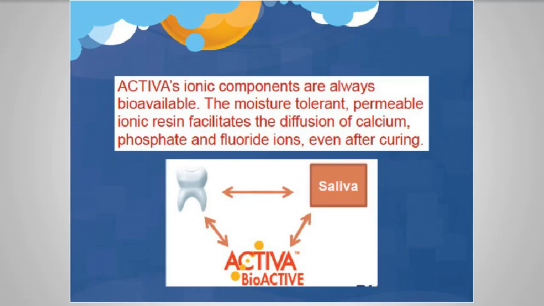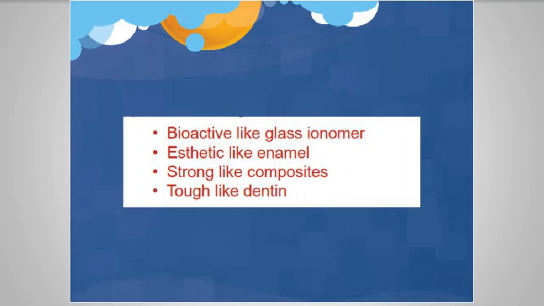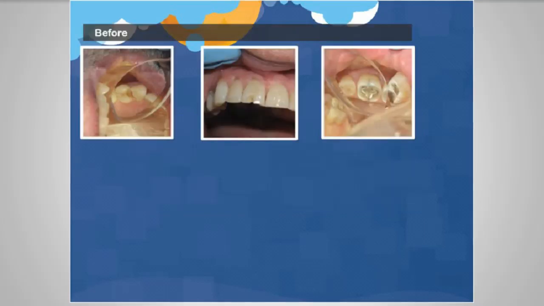The ionic components are always bioavailable. It's moisture tolerant, permeable ion resin, facilitates the diffusion of the calcium phosphates and fluoride even after curing, just like the original embraced resin material that we talked about earlier. The bioactive glass ionomer material that is aesthetic like enamel, strong like every other composite out there, and tough just like the dentin of the tooth structure.